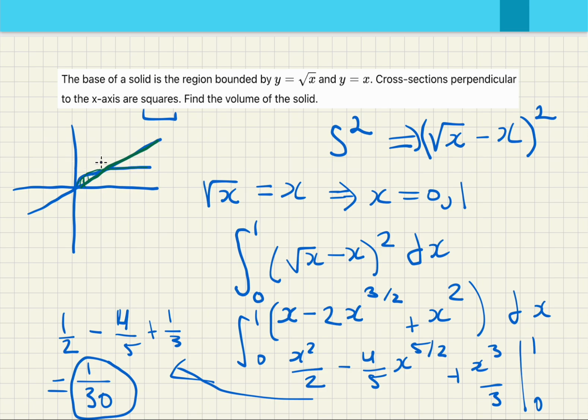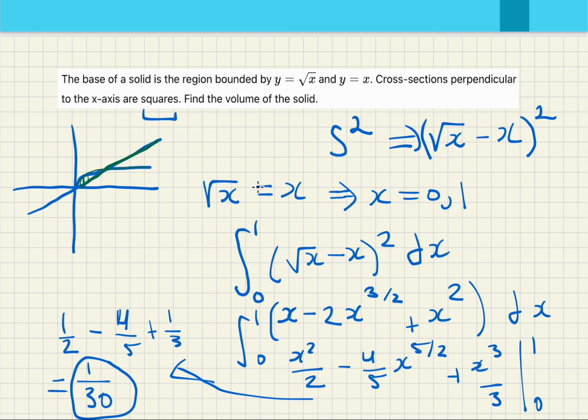And so to revise everything, our first step was drawing a graph and inputting our equations. Our second step was writing the area of the shape given to us. In this case, it was a square, so the area of the shape was s squared. And so we then find the value of s, which in every case would be the upper equation minus the lower equation. So in this case, it was square root of x minus x. Input that into the area of the shape, and you get this.